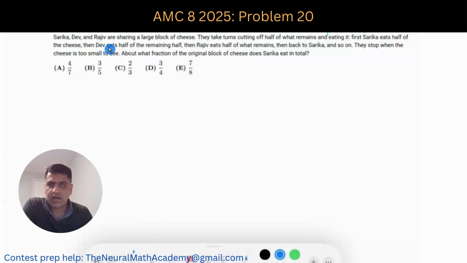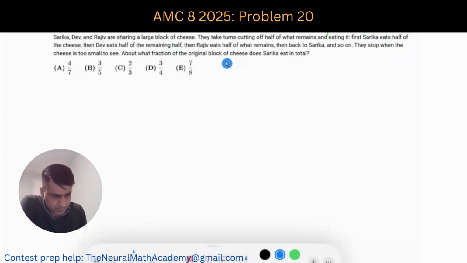Sarika, Dave, and Rajiv are sharing a large block of cheese. They take turns, cutting half of what remains, and eating it. First, Sarika eats half of the cheese, then Dave eats half of the remaining, and this cycle continues until the cheese is too small to see. So we have to find out what fraction of the original block of cheese Sarika eats in total.